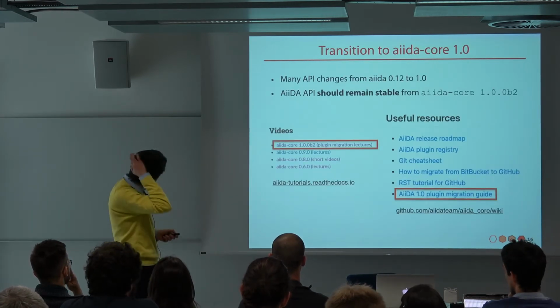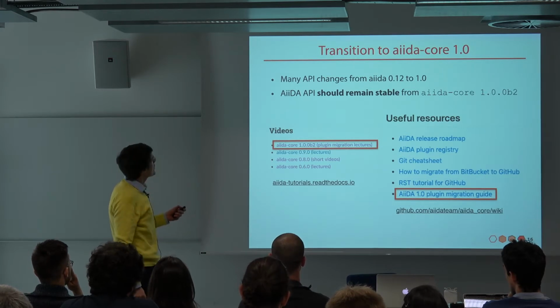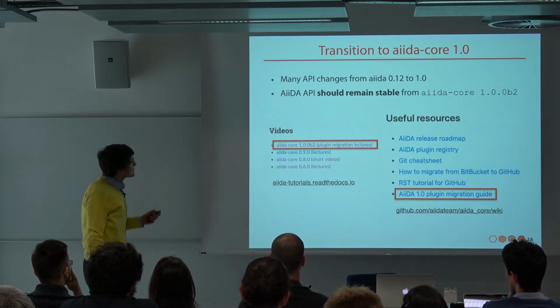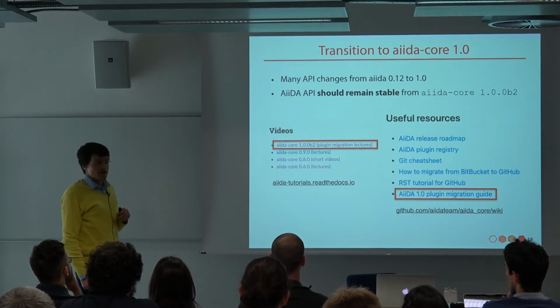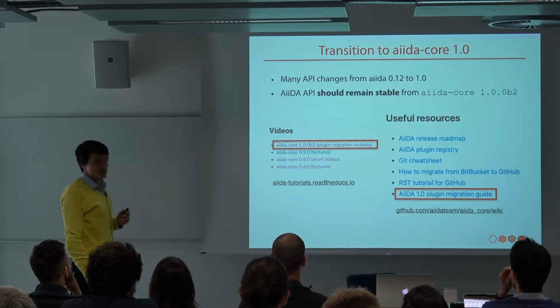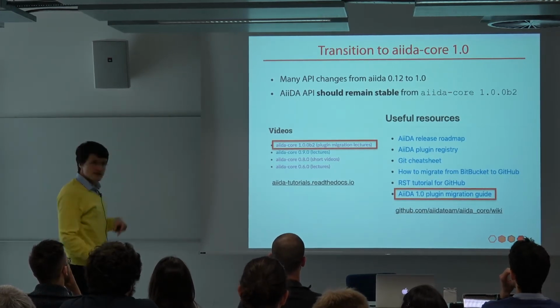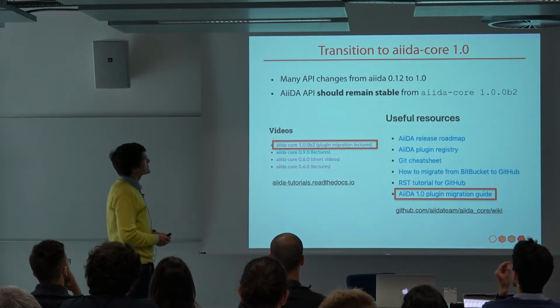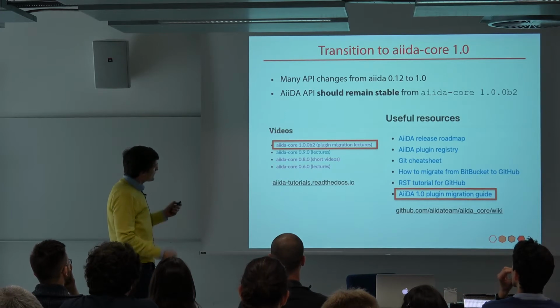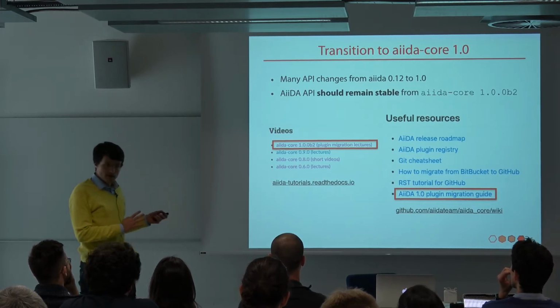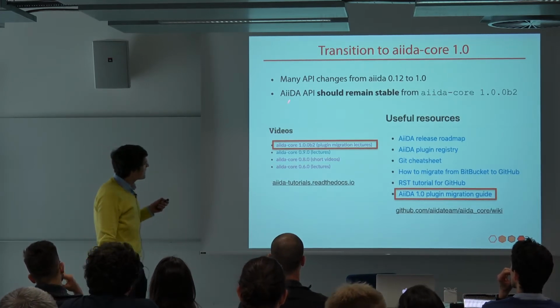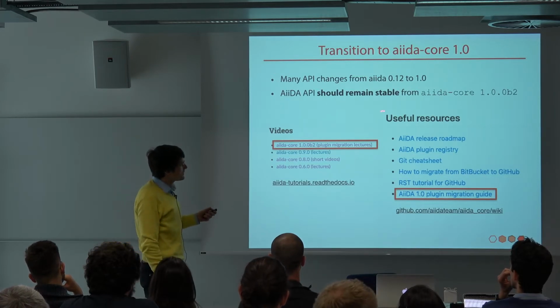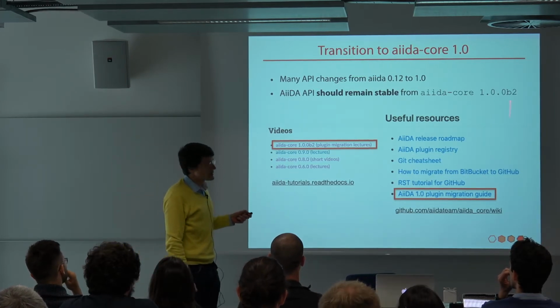A few words on the transition to aiida-core 1.0. There were many API changes in AiiDA from 0.12 to 1.0. And we did a plugin developer week in March, helping plugin developers to migrate to 1.0. However, although we are now at the beta version, the main message is that the AiiDA API should remain stable from aiida-core 1.0 beta 2.